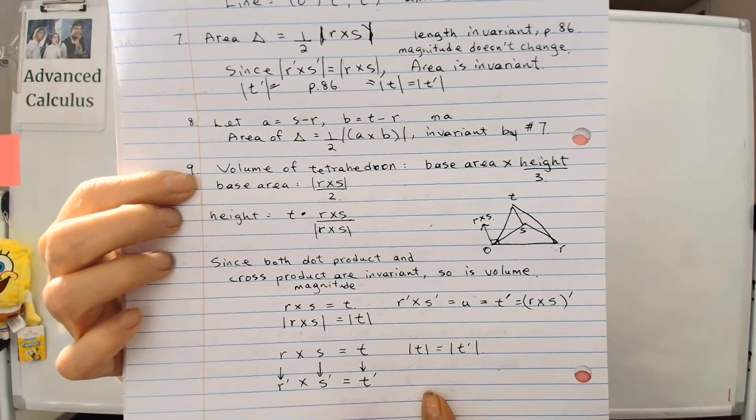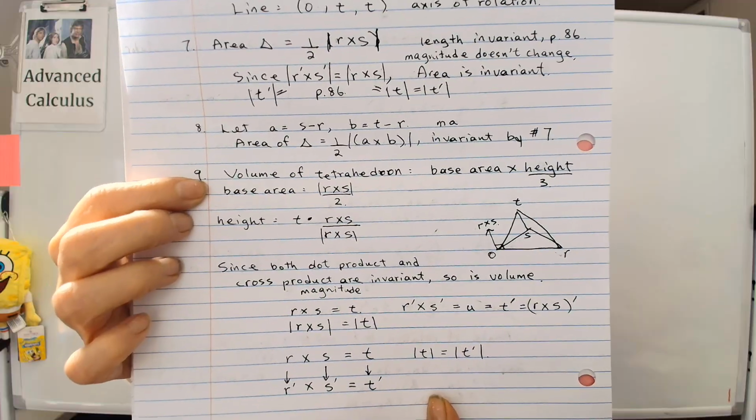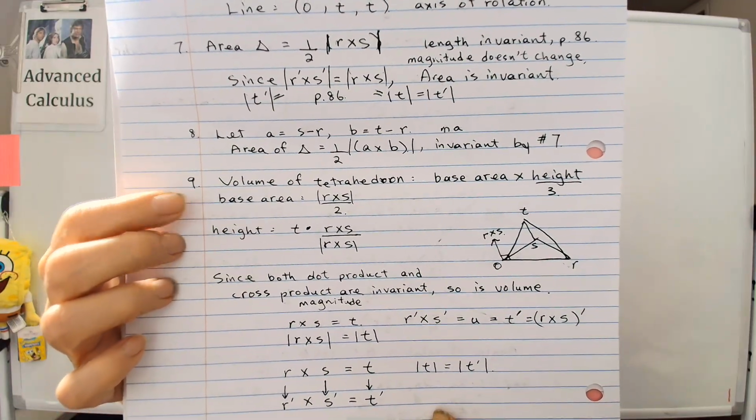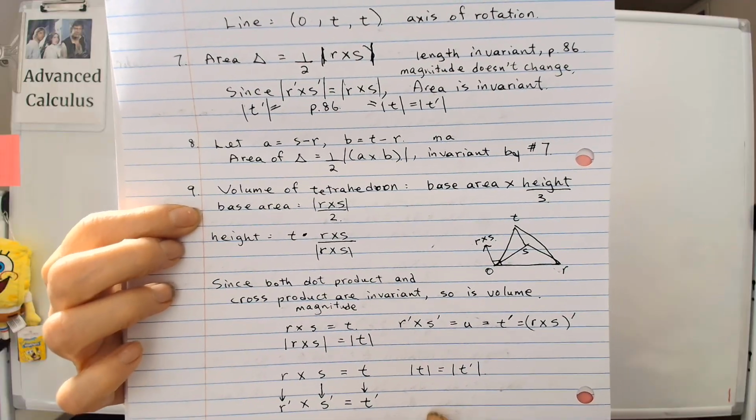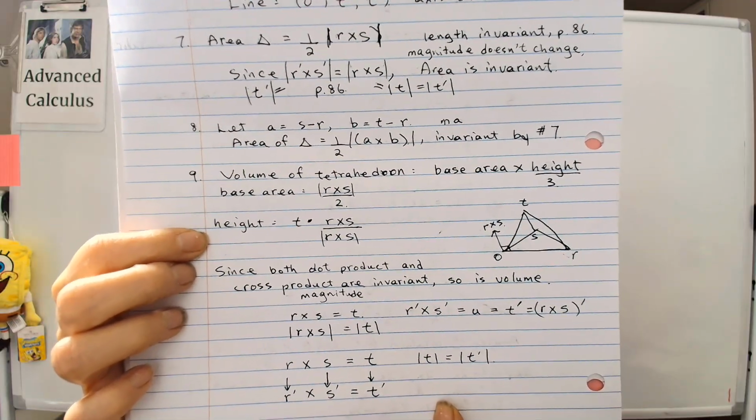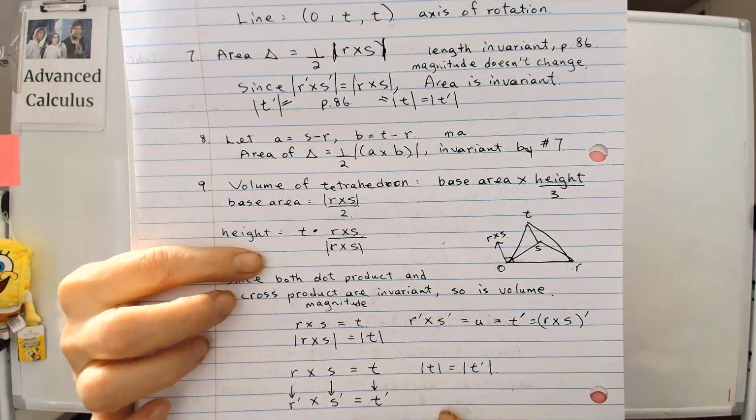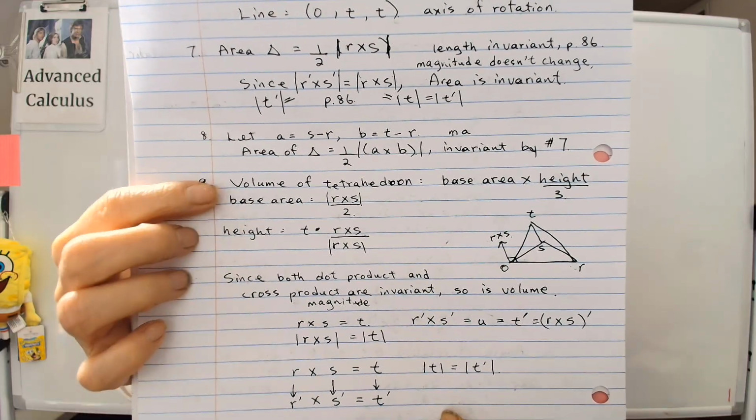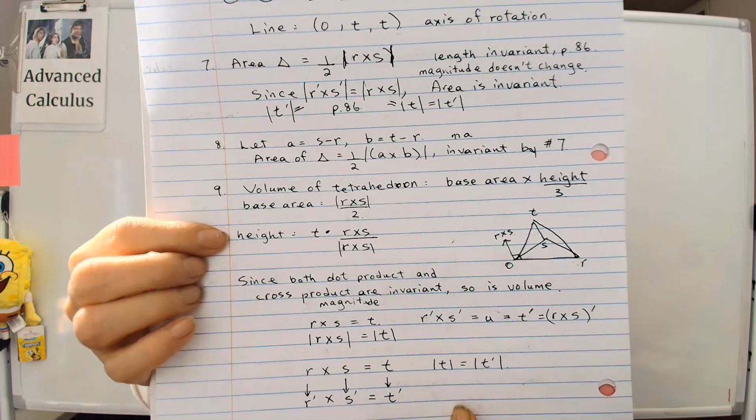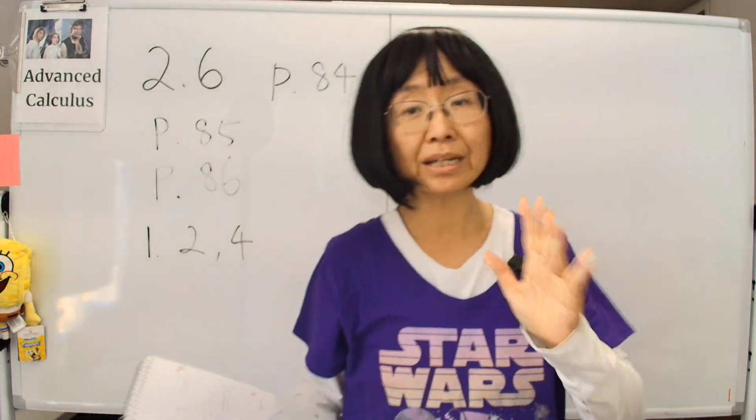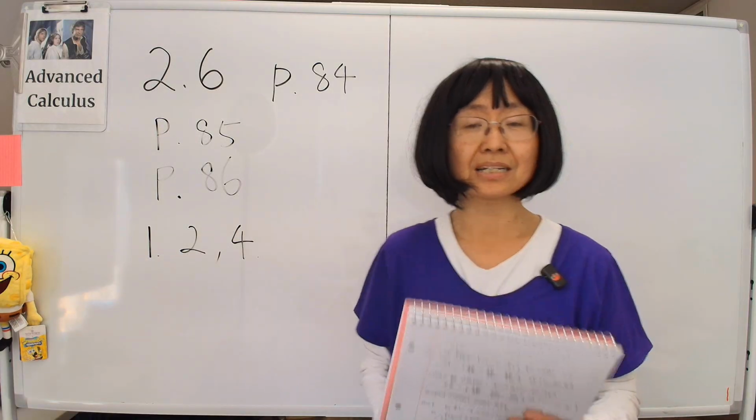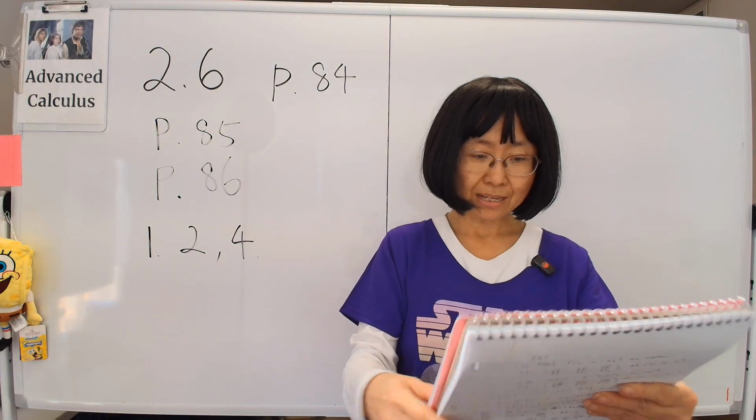We're calculating the volume of a tetrahedron, which is base times height over 3. Base area times height over 3. Now the base area is R cross S magnitude over 2. And then the height is T dot R cross S, divided by the magnitude. But all these magnitudes stay the same during a rotation transformation. Which is why the volume does not change during a rotation. So that is problem 9.